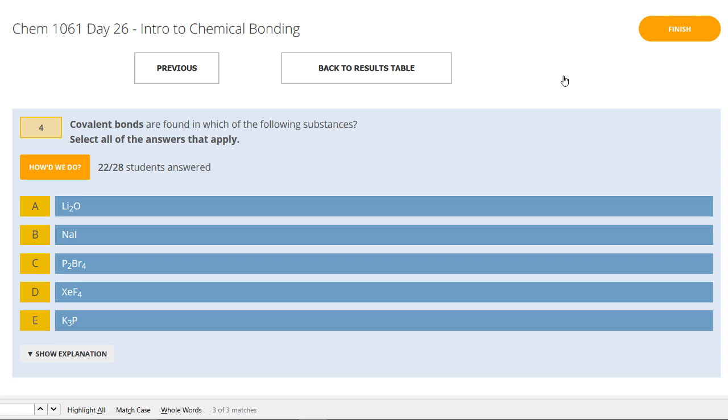Then the last one, covalent bonds are found in which of the following substances? Select all the answers that apply. Remember that if metalloids are present, if it's metalloid to metalloid or metalloid to nonmetal, we could also have covalent bonds present. So any questions on these?